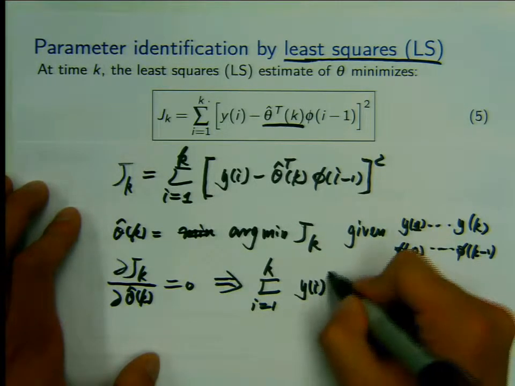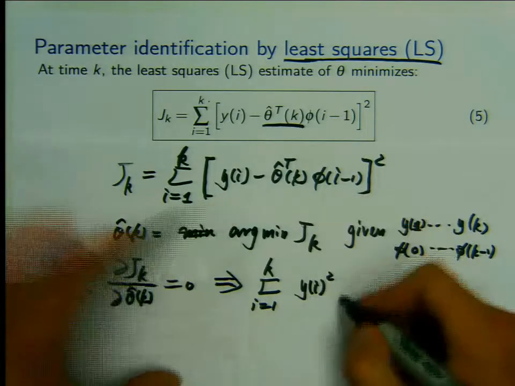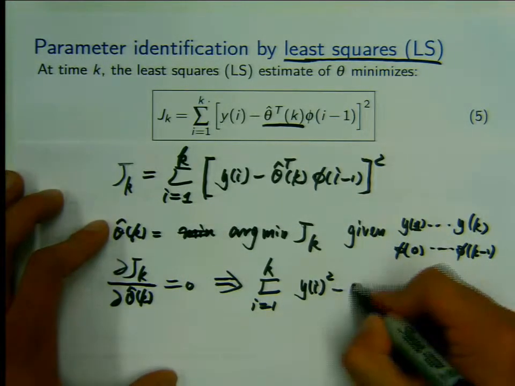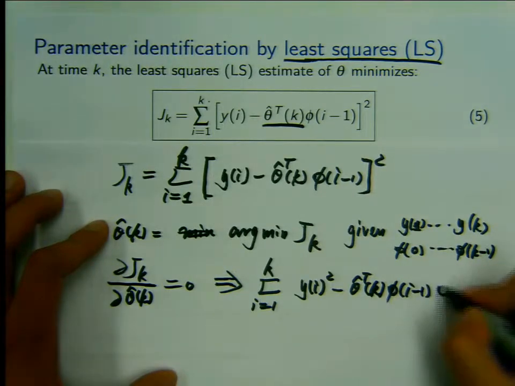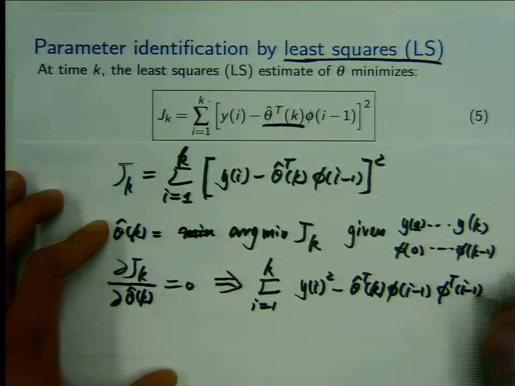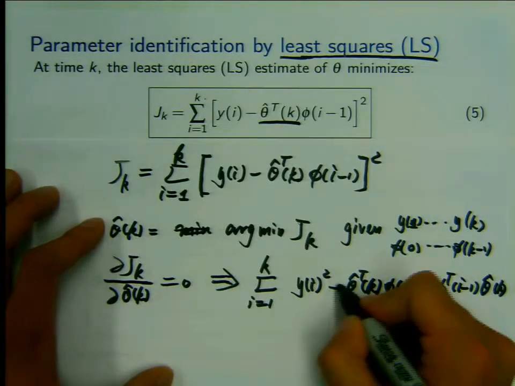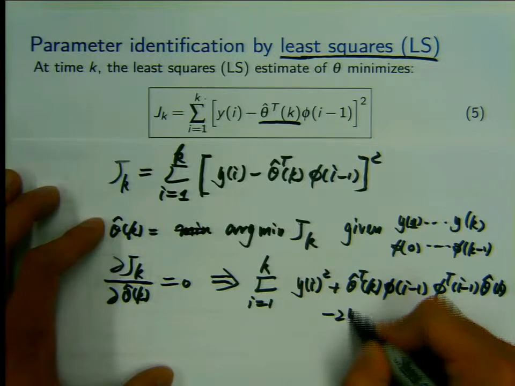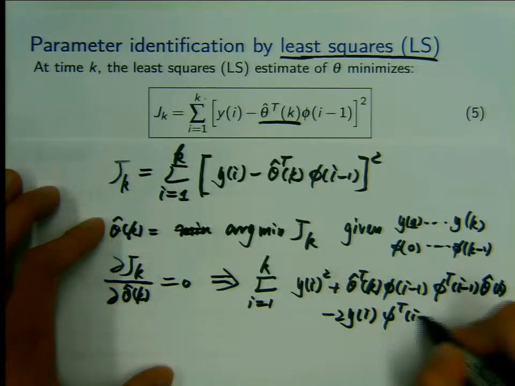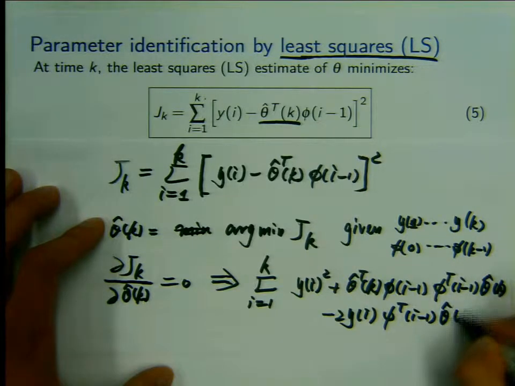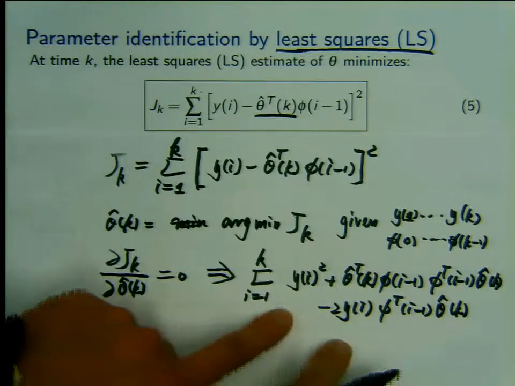y_i squared. So I'm going to write out this square function first: minus theta hat transpose k phi_{i-1} phi_{i-1} transpose, plus minus 2 y_i phi transpose_{i-1} theta hat. Okay, so there's only one thing I want to mention here.